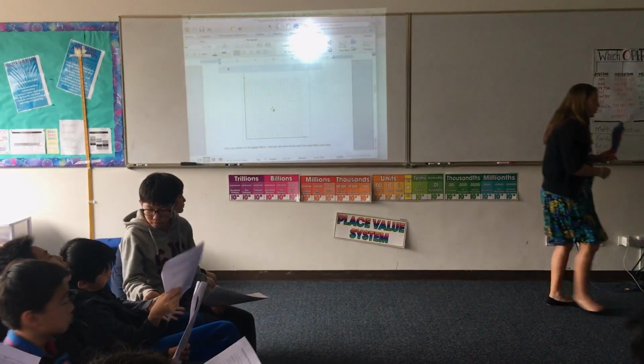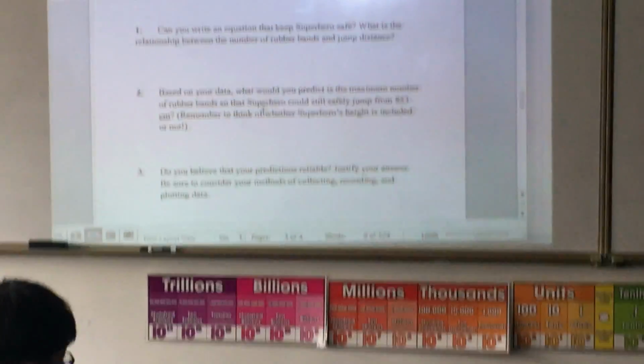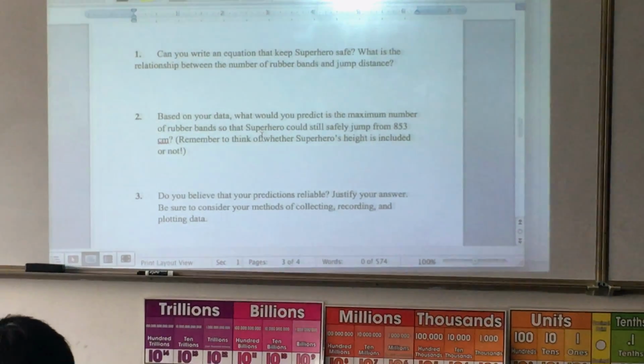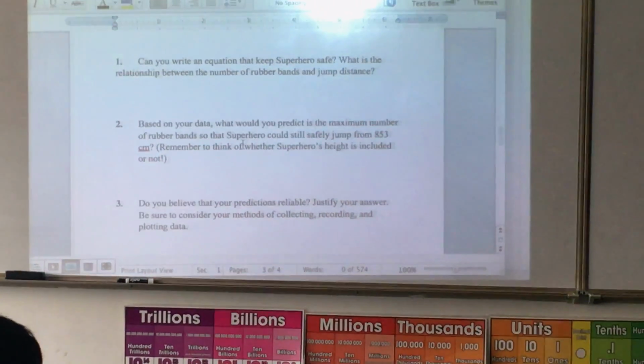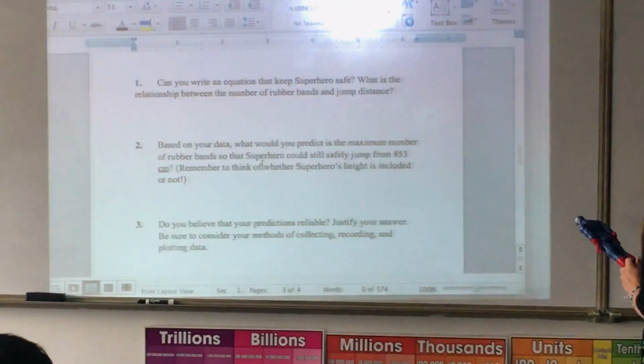Then you need to make an equation. So that's the main point. Think of it as when you're doing this, you're going to come up with an equation and then you're going to use that equation to figure out how many rubber bands you need for 853 centimeters.